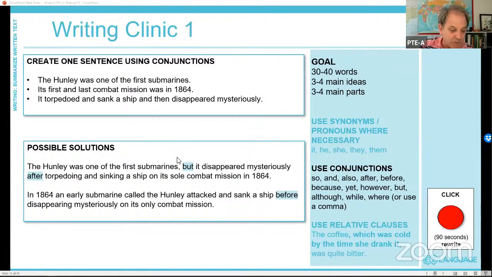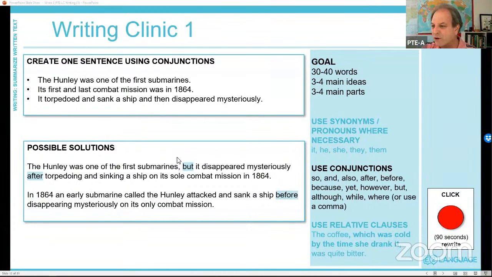In 1864, an early submarine called the Hunley attacked and sank a ship before, linking the next phrase together, disappearing mysteriously on its only combat mission. So to sequence clauses or phrases together, we use conjunctions, joining them together smoothly and effortlessly with one of those common conjunctions. So, and is the most common. Also, after, before.